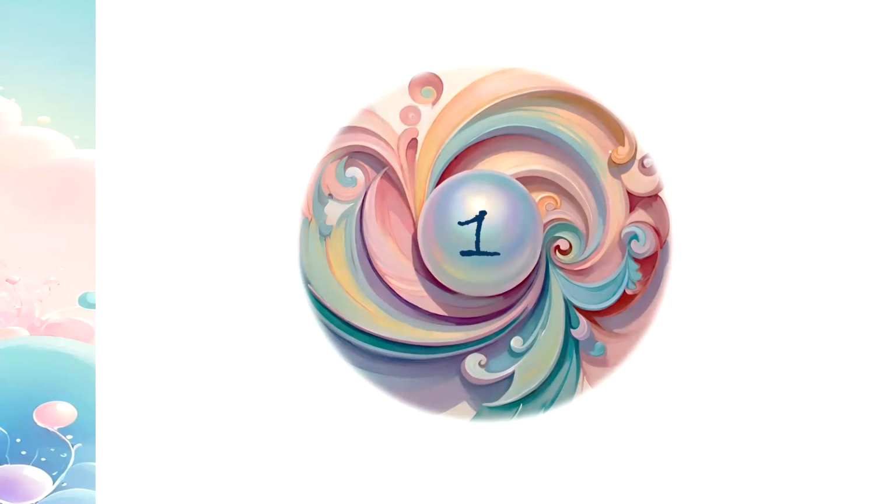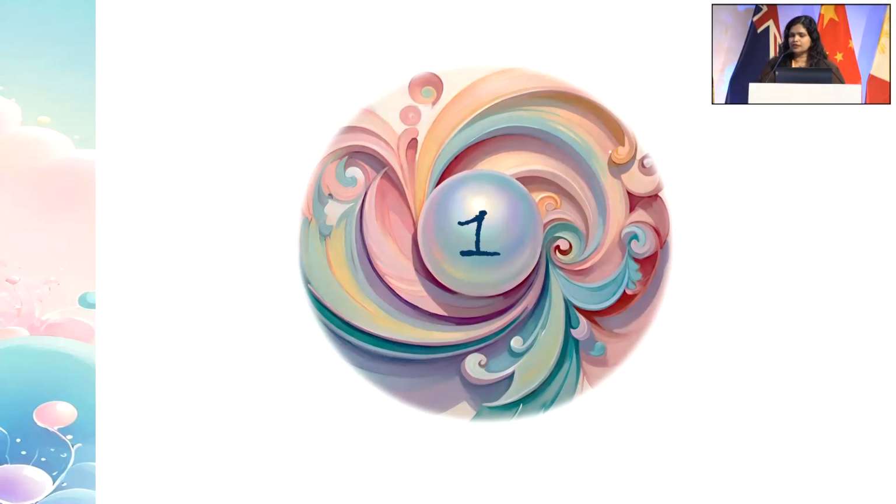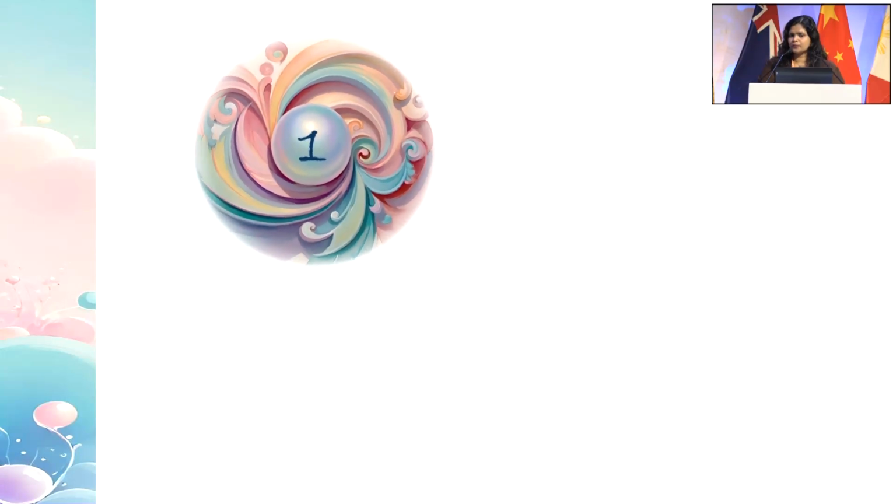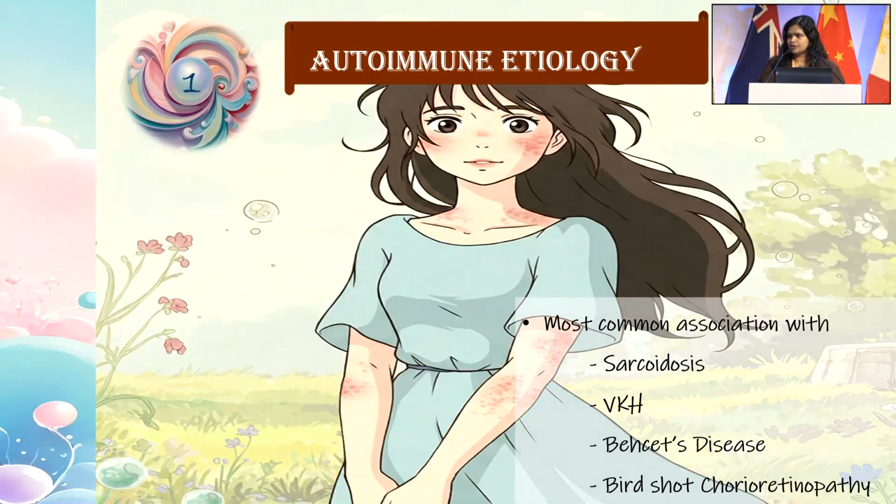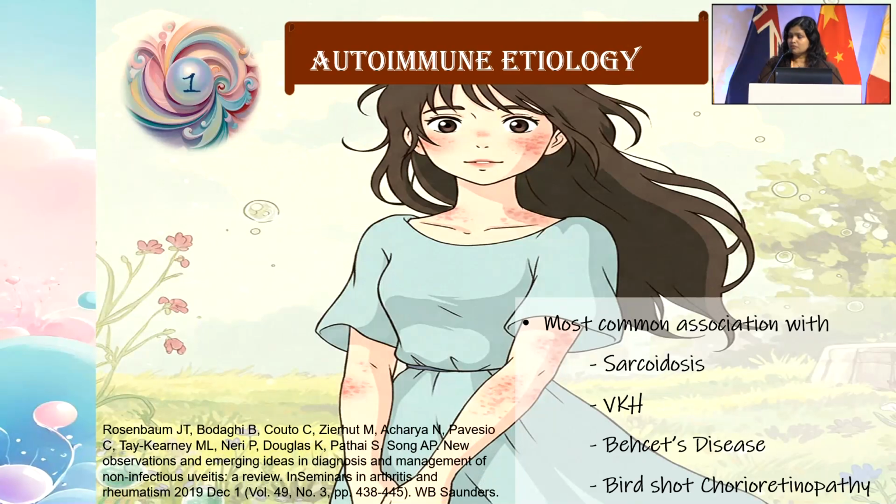Good morning to one and all present here. Since Modi sir has extensively covered infectious posterior uveitis, I will be going into the details and pearls of non-infectious posterior uveitis. This is pearl number 1. Almost always, non-infectious posterior uveitis has an autoimmune etiology according to the literature. The most common associations are with sarcoidosis, VKH, Behçet's and birdshot chorioretinopathy.